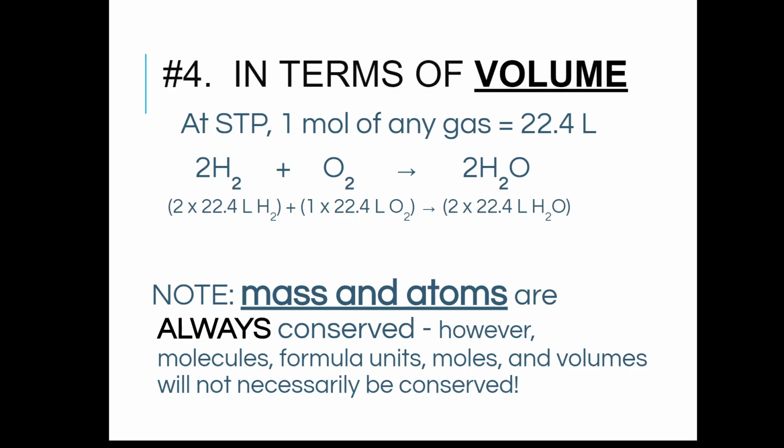Now next we're going to say that we're doing one that's pure volume. Remember that 1 mole of a gas is going to equal 22.4 liters. So that means that if we have 2 moles of hydrogen gas coming together with 1 mole of oxygen to make 2 moles of water, we would have essentially 44.8 liters of hydrogen coming together with 22.4 liters of oxygen to make 44.8 liters of H2O.